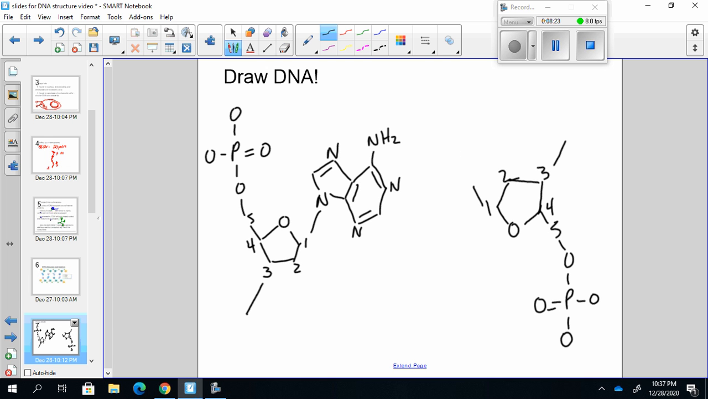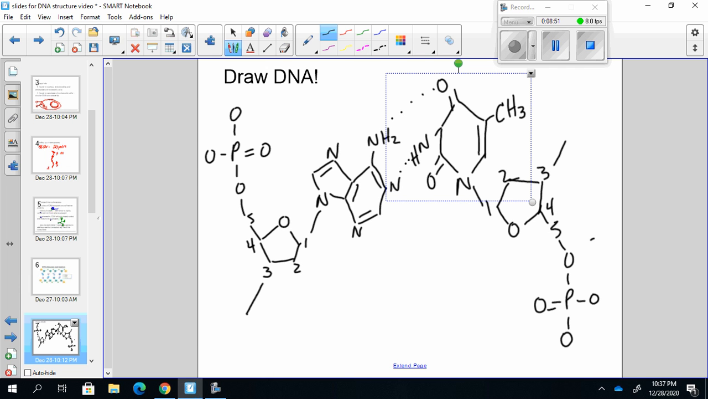So this time it has to be thymine, and thymine looks like this. So it's got 6 sides like that. There's a double bonded O here, an NH here, another double bonded O there, a double bond there, and a CH3 there. Okay, and then there would be hydrogen bonds there and there. So 2 hydrogen bonds.